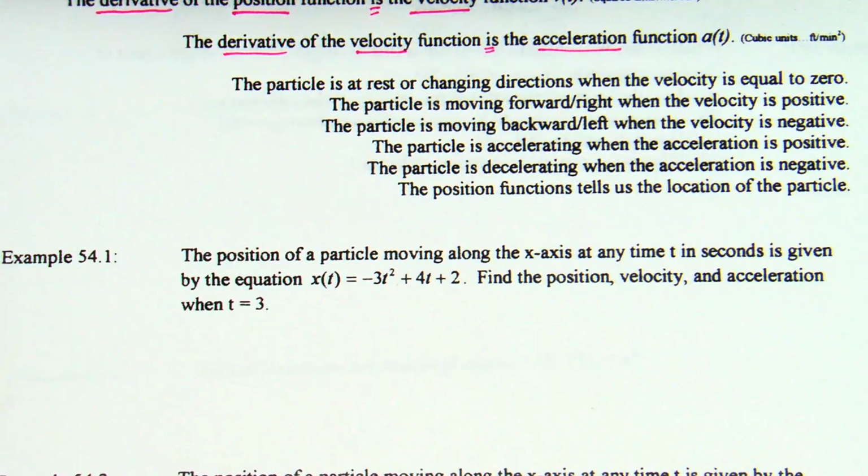The position of a particle moving along the x-axis at any time t in seconds is given by the equation x of t equals negative 3t squared plus 4t plus 2. Find the position, velocity, and acceleration when t equals 3.